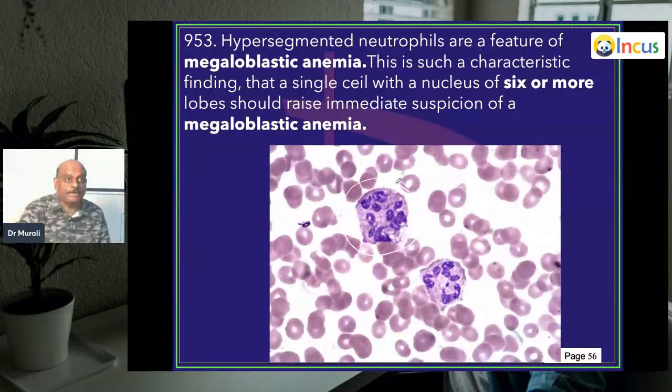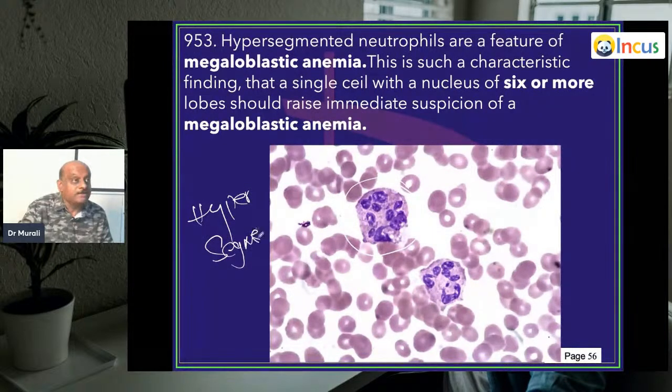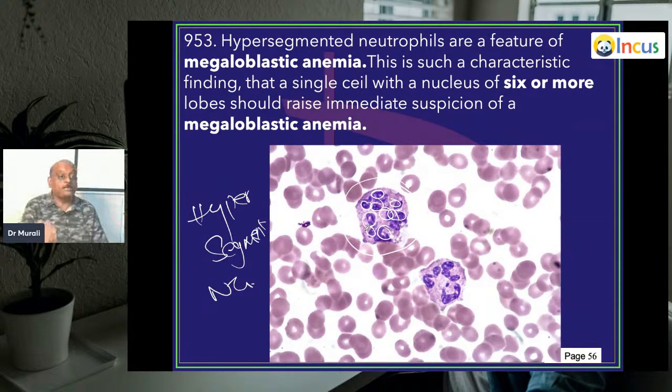Hypersegmented neutrophil. Please don't forget, one of the favorite questions of the examiner. Hypersegmented neutrophil. Normally, a neutrophil will not show this many lobes. If this many lobes are there, it means it is megaloblastic anemia. More than 6 lobes defines a hypersegmented neutrophil.